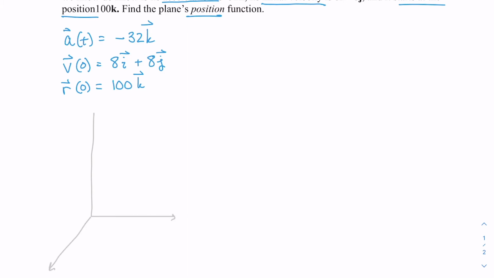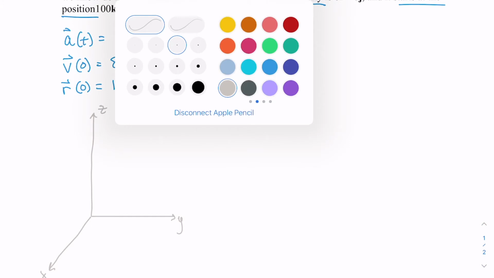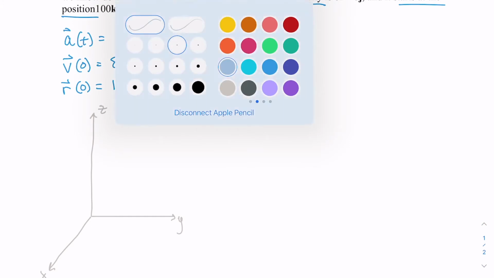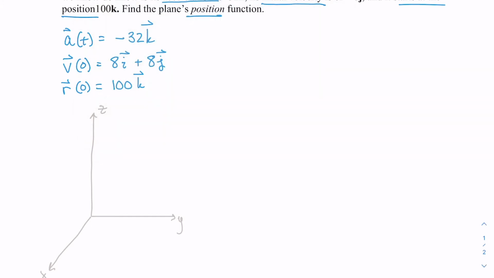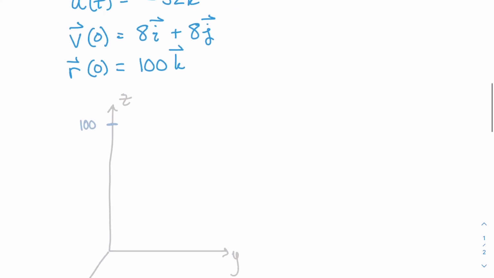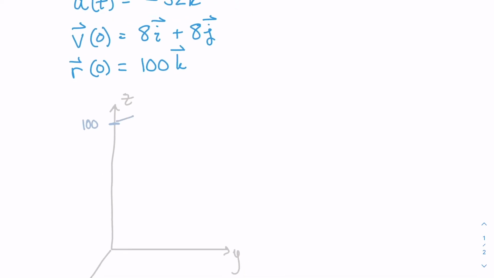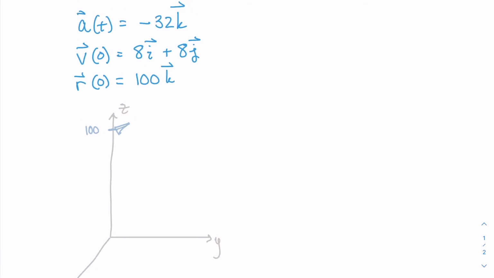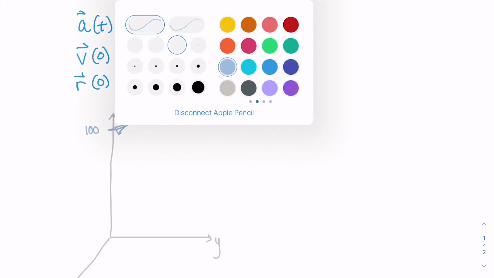And this will be x, y, and z. So for a little paper airplane, it's starting at a position of 100k, so 100 units up the z-axis. So we'll just label that like 100. So our paper airplane is starting right there, and its initial velocity at time equals 0 is 8i plus 8j.